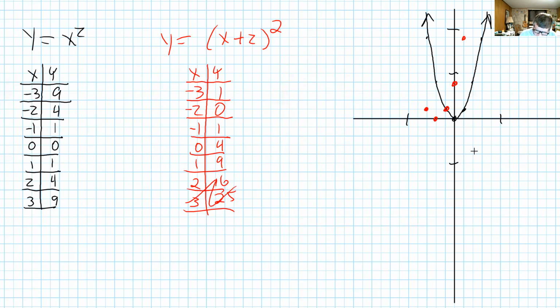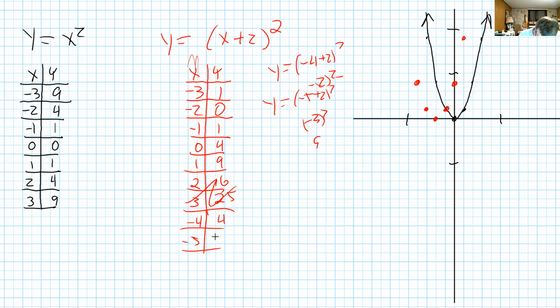You know what? Let's go the other direction. Just let's go -4 and -5. Just see what happens. In other words, go up above here in the table. -4. Y equals -4 plus 2 squared, which is -2 squared, which is 4. So -4 is at 4. And then -5. Y equals -5 plus 2 squared, -3 squared, 9. -5, 9.